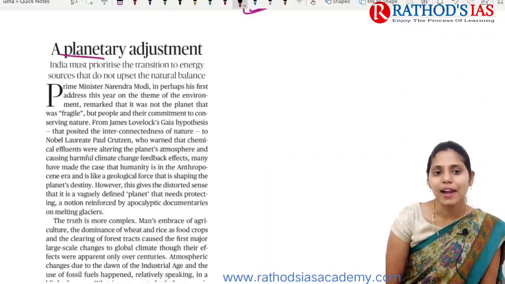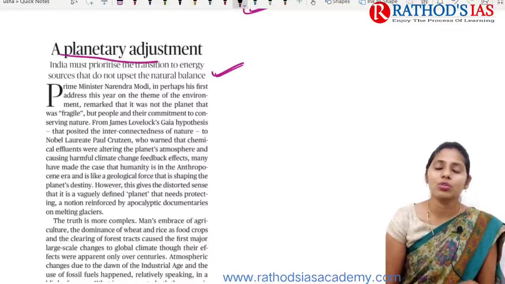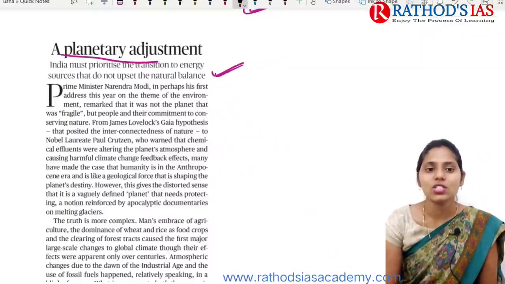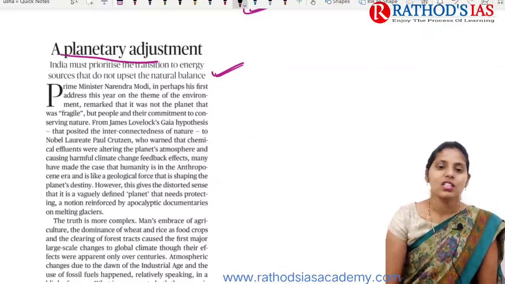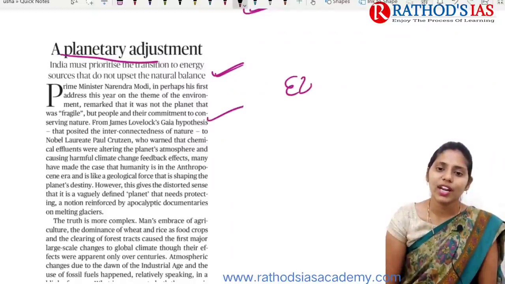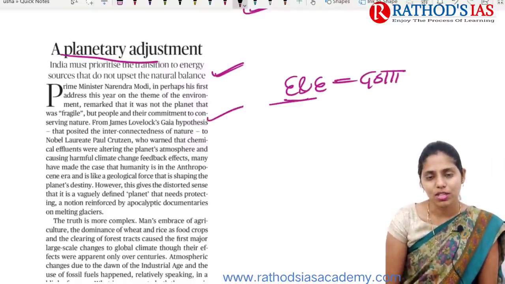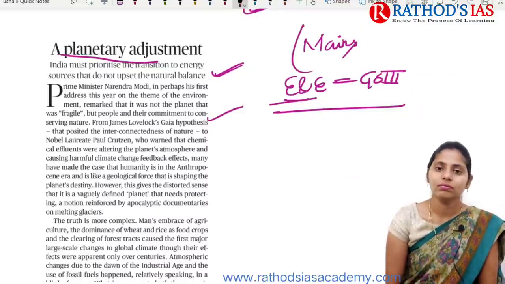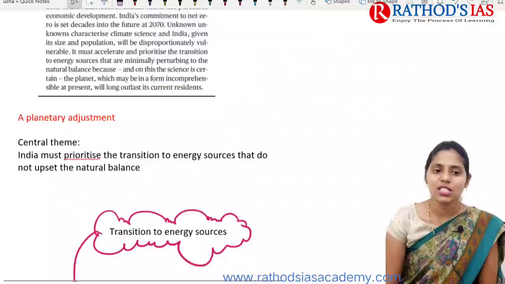It is regarding a planetary adjustment. So actually, this article is mainly talking about how we need to prioritize a transition to energy sources here, and we need to maintain the natural balance. This article is important from your environment and ecology, which mainly comes in the GS paper 3. And this topic is exclusively important from your mains. Now let us try to see this topic in great detail.